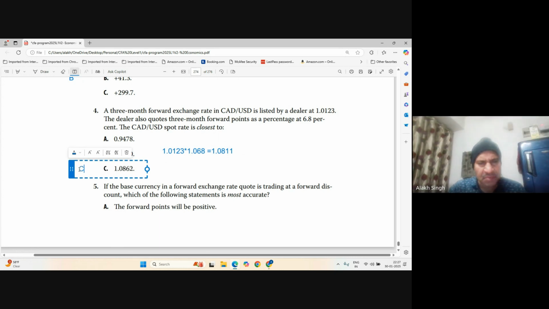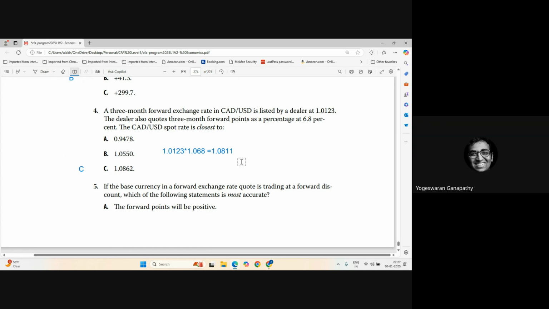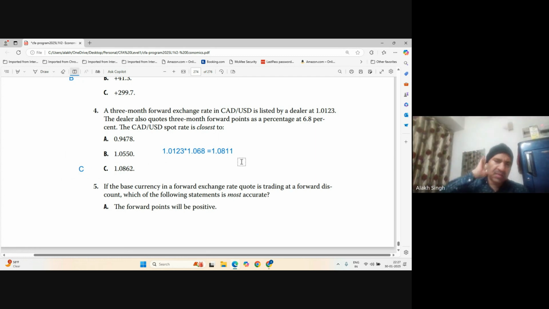Sir, if we do it your way, it will give slightly the same; my answer will be slightly less. Means I was doing the simple way, but A cannot be the answer, B cannot be the answer, only C will be the answer. Okay, sir, because it has increased, so only C is the possible answer. B is possible, but this one is less.